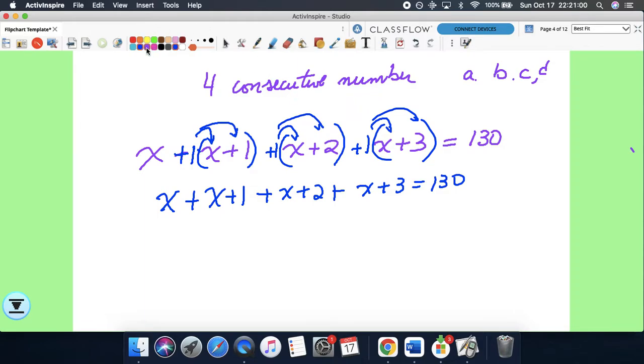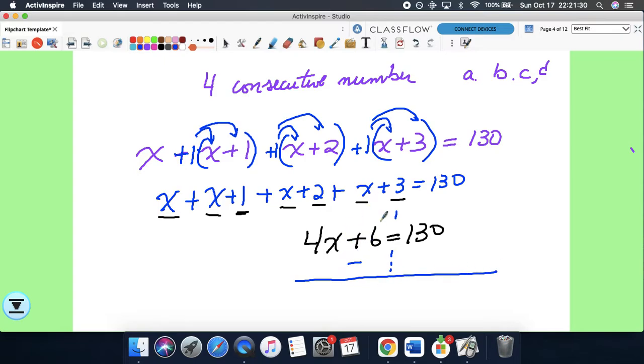Now, combine like terms. We can combine this, this, this, and this, and put them all together. I have 4 x's: x plus x plus x plus x is 4x. We can combine the constants, 1, 2, and 3, and if I add them up, I get 6. So 4x plus 6 equals 130. Now, this is just a two-step equation. So if you want to draw that line in the middle that I think you did in the 6th grade, we're going to get rid of the constant. We're going to subtract 6 from each side.